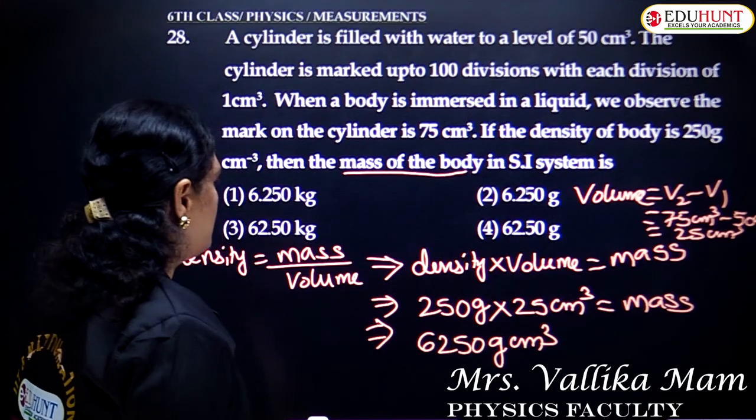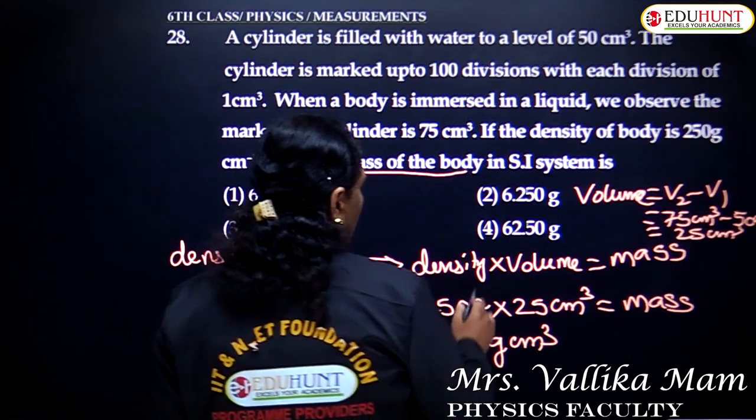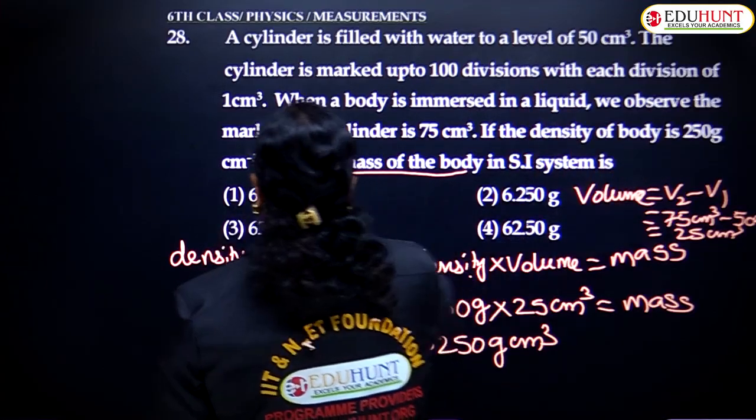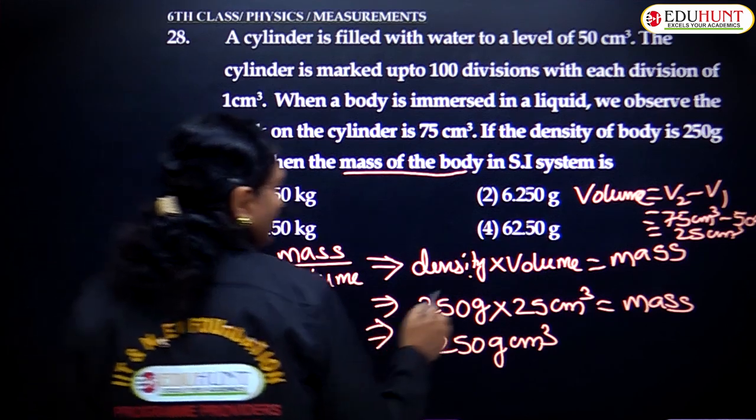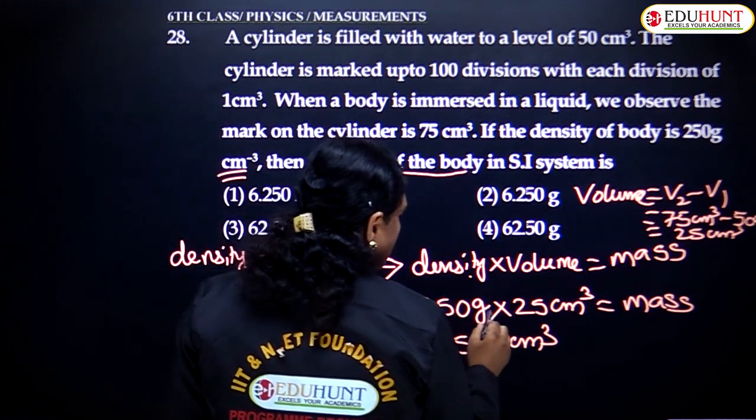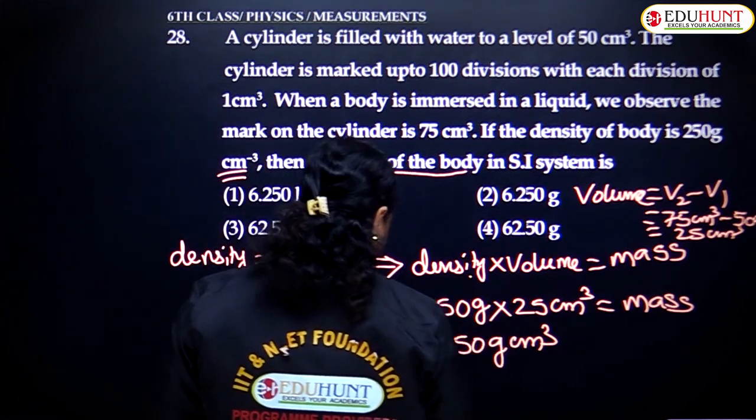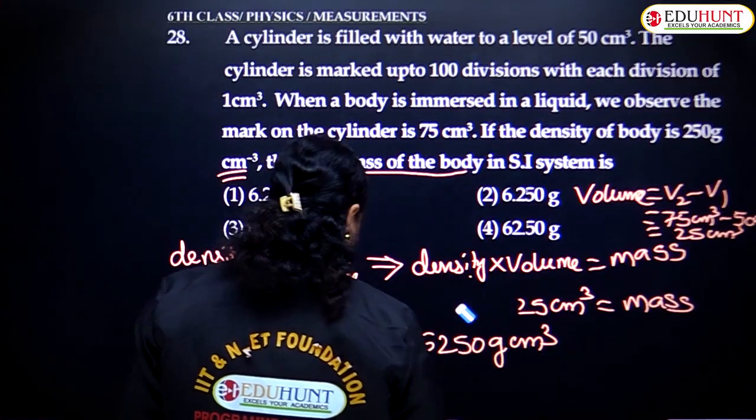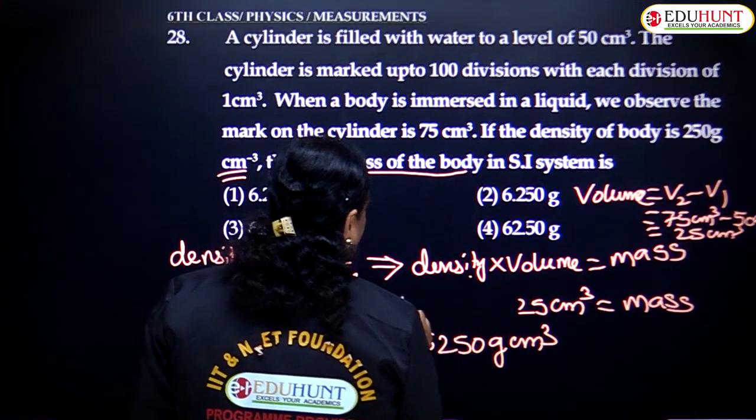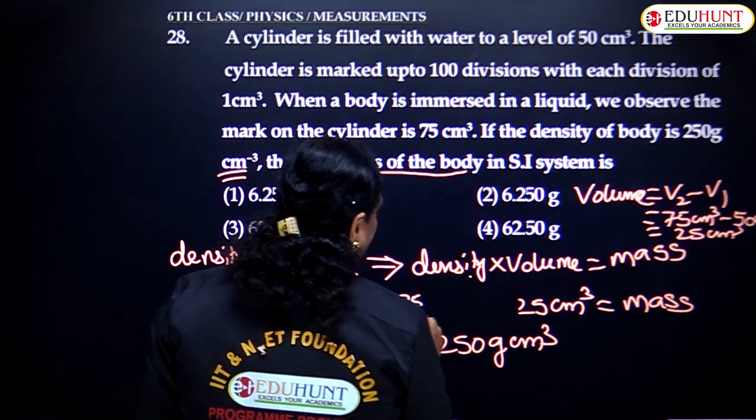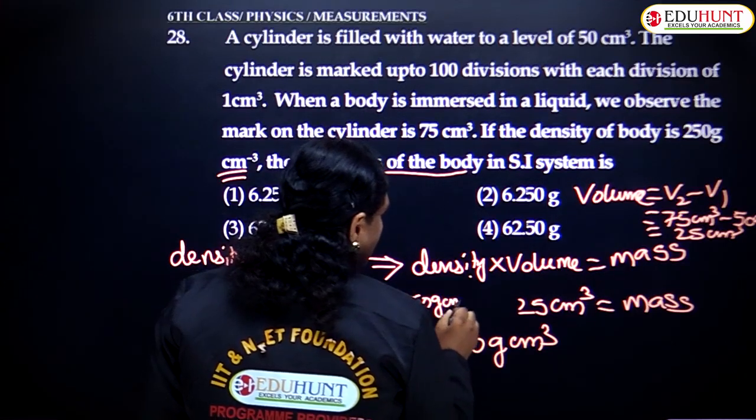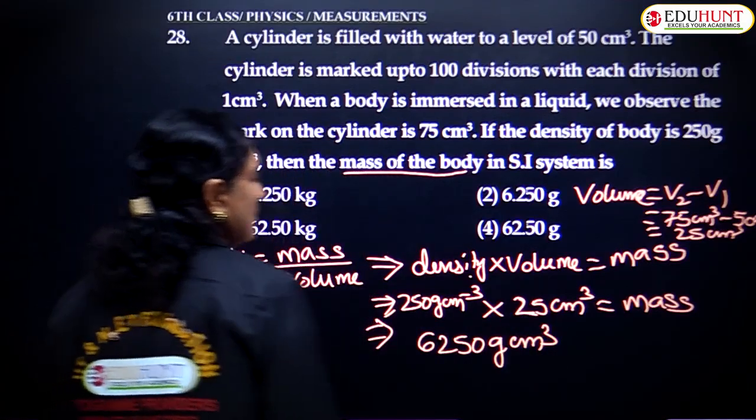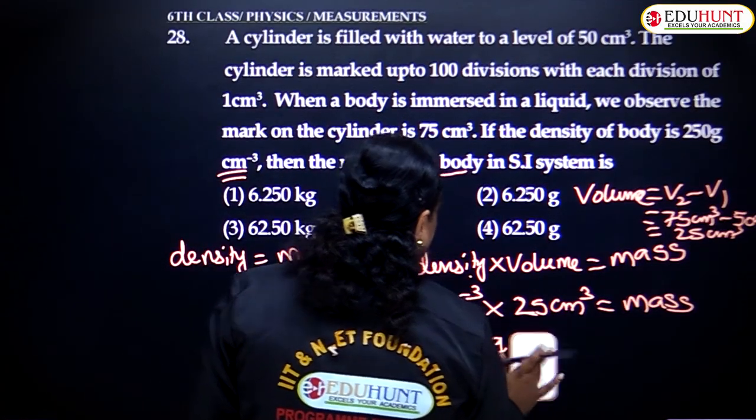Okay. So, yes children, here instead of density, what they gave it as gram per centimeter cube. I didn't observe this. So, gram per centimeter cube. Let me recheck this. What is this? 250 gram per centimeter cube into 25 centimeter cube. Then what is the answer?